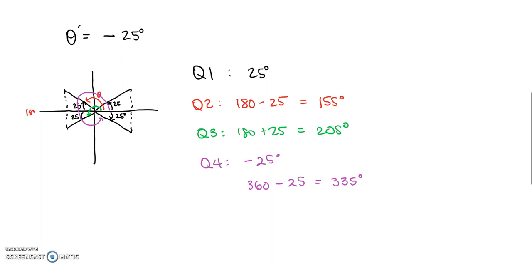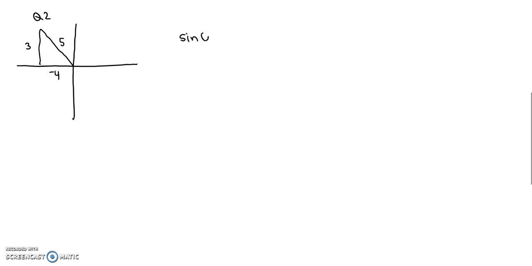Okay, so now a lot of times when we're doing these, this angle is coming off of something. So let's look at an example. Let's say that we've got a triangle, let's do this triangle. All right, and let's say this is 3, -4, and we find the hypotenuse is 5. Okay, so we've set up our triangle. We're in quadrant 2, and let's say that we are looking at sine theta.